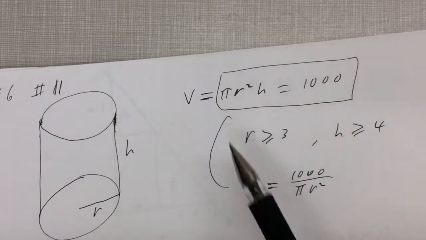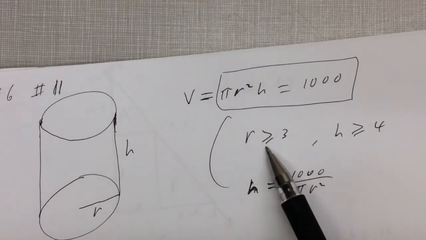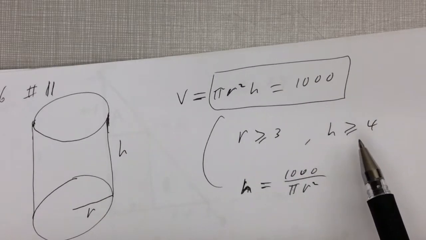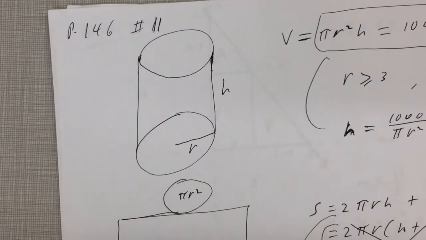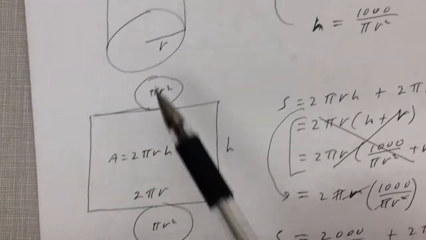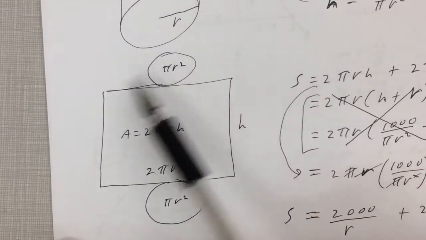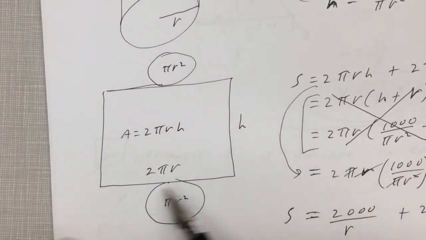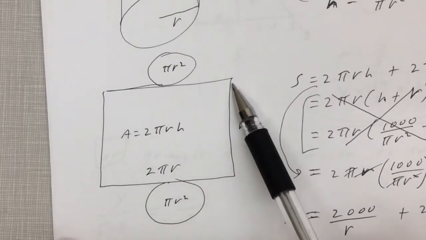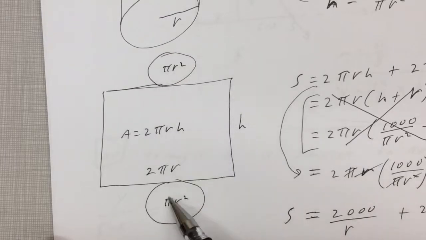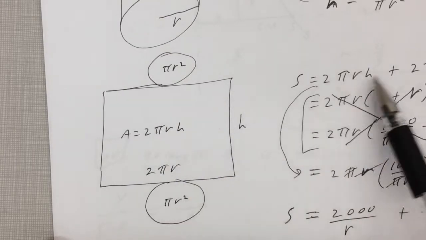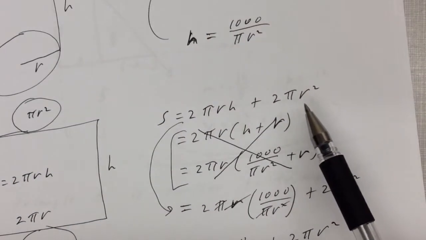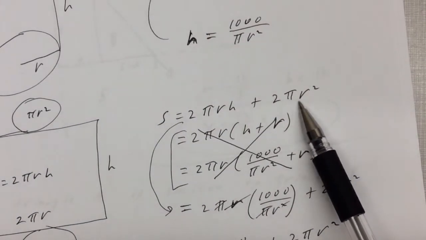So there's the constraint. They give you information that r has to be greater than 3 and h has to be greater than or equal to 4. So I'm solving for h in this one because of the surface area. If you unwrap that can, you get this net. So this side here is 2 pi r because it's the circumference of the circle, and here's h. And then you've got 2 pi r squareds. So the area of this is 2 pi r times h, plus 2 pi r squared.